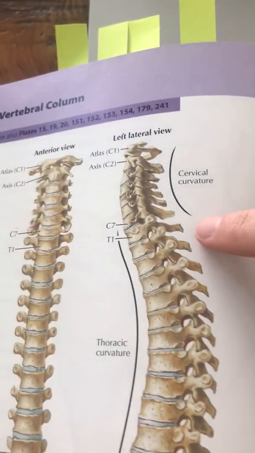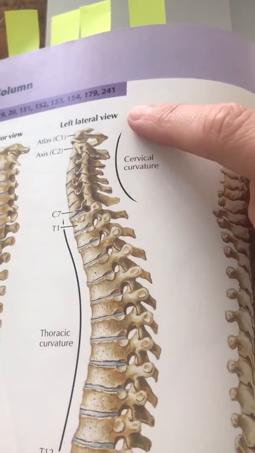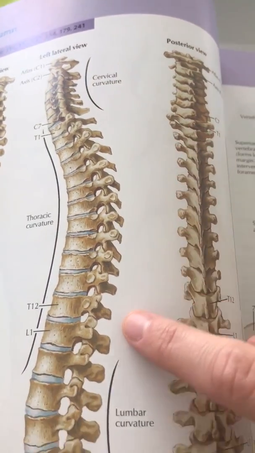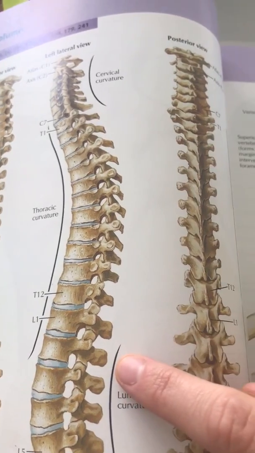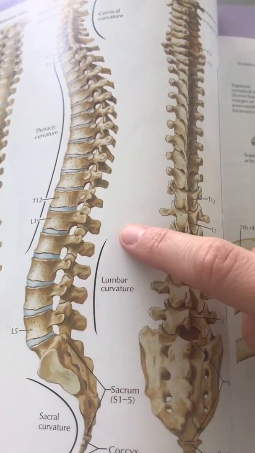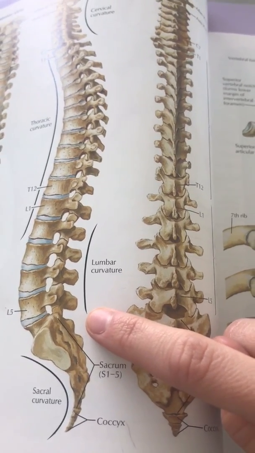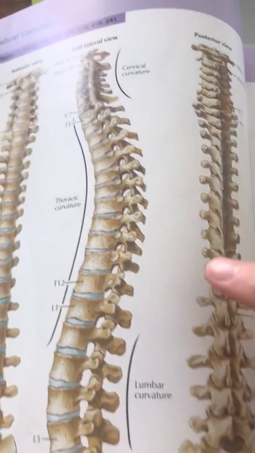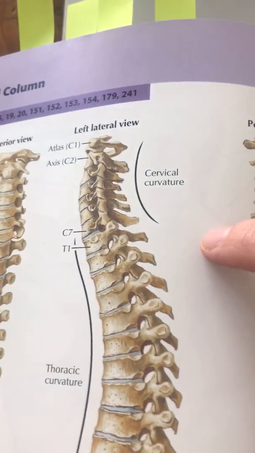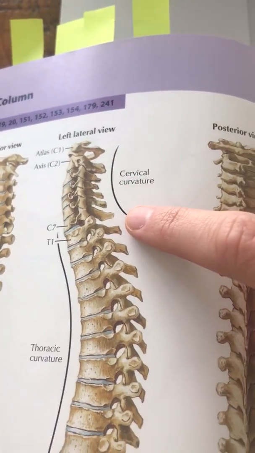We know that the cervical curve is lordotic, and then we have our kyphotic thoracic spine, our lordotic lumbar curve, and our kyphotic sacral curve. And we know that there are 7 cervical vertebrae, C1 to 7.